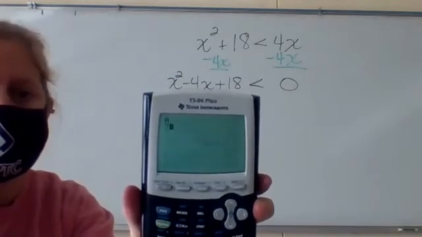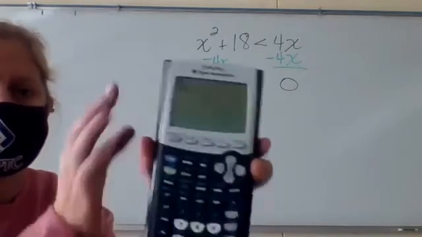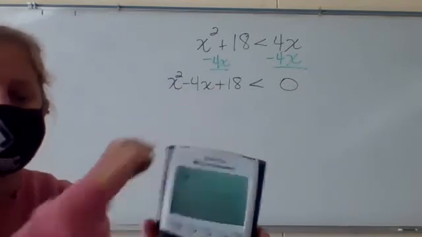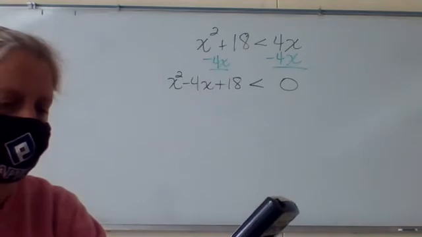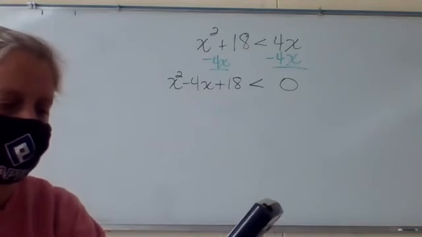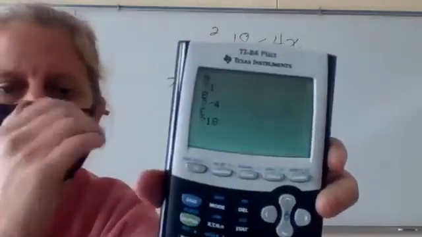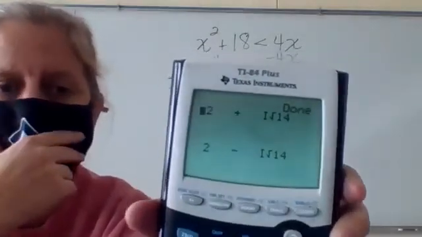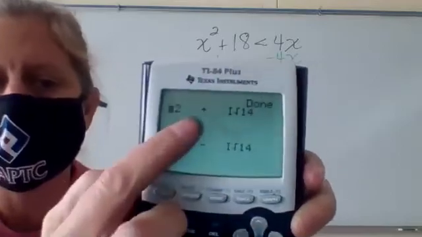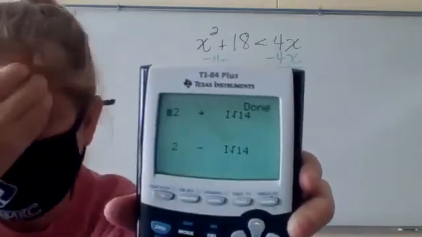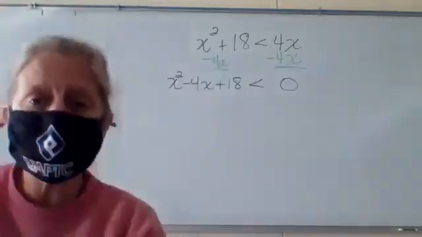Put in my A, B, and C, which will be 1, negative 4, positive 18. Look what it gives you. Something we hadn't seen before. This says 2 plus i square root of 14 and 2 minus i square root of 14. What are you finding here?